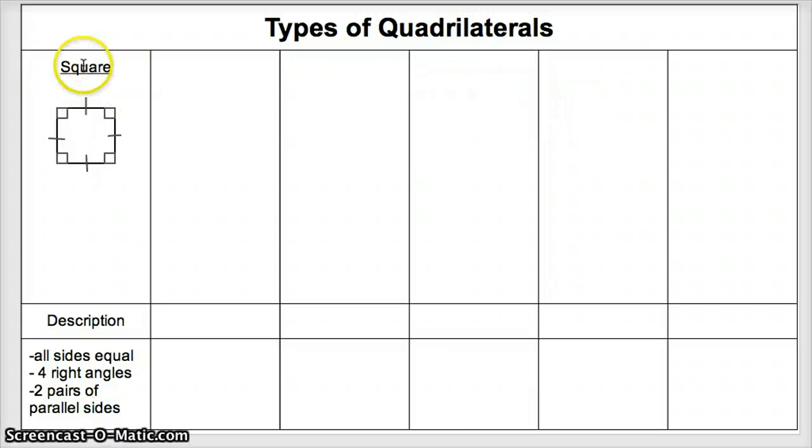The first quadrilateral that you need to know is a square. So you can see the description of a square. All sides are equal, has 4 right angles, and 2 pairs of parallel sides. So all sides here are the same length, you can tell by the lines. 4 right angles, you can tell by the symbol that you see there. 2 pairs of parallel sides. So you have one here, that's one pair, and here, that's another pair. They're parallel, and those two are parallel. 2 pairs of parallel sides. That makes a square.